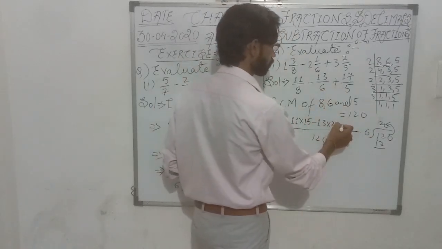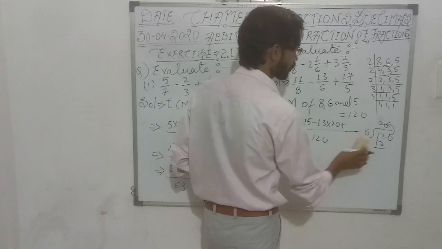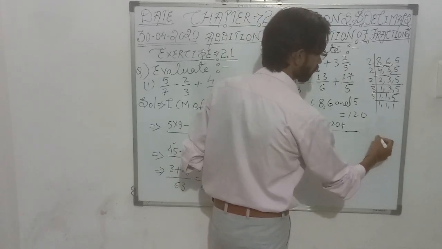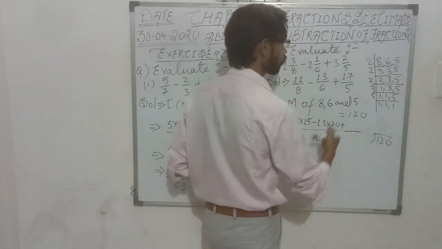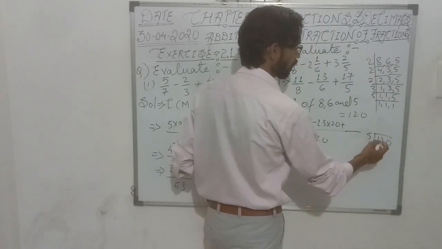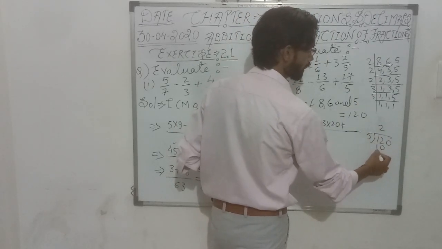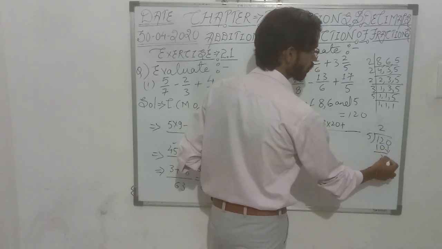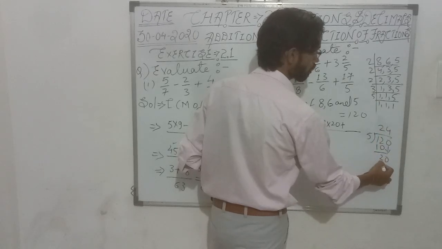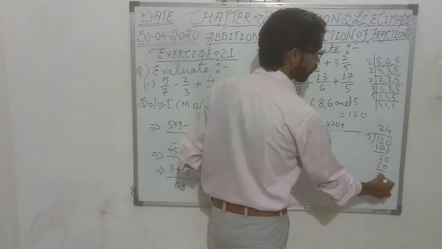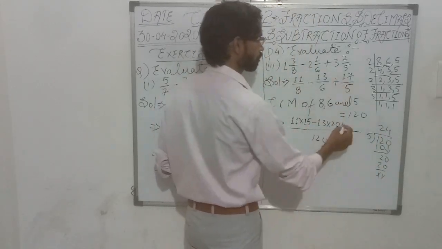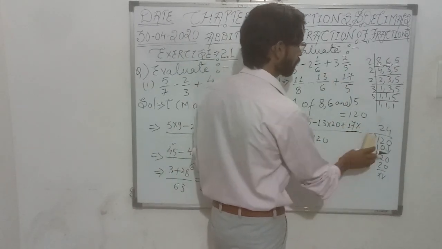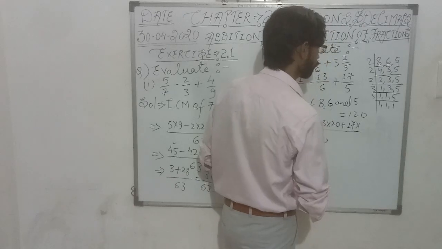Then plus. For the last fraction, again we'll write down 120. On the rough side, we will divide it by the denominator 5. 5 2s are 10, this 2 will bring forward 0. 5 4s are 20. What we have got? 24. So 24 we have got, that means 17 multiplied by 24.